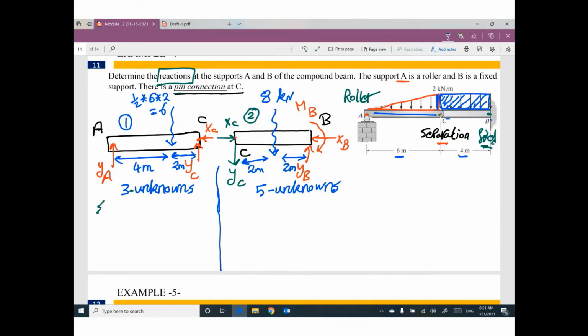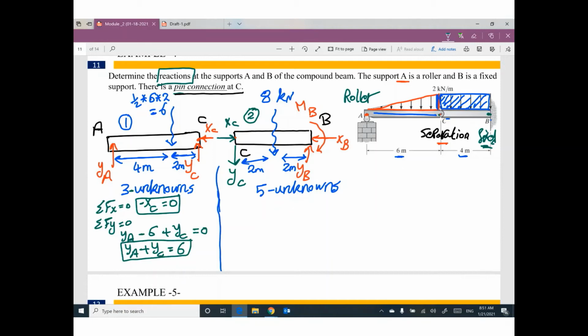I will apply summation F of x equals 0. We have XC only, equals 0. XC will be negative, equals 0, so XC equals 0. Summation F of y equals 0. We have YA minus 6 plus YC equals 0. So YA plus YC, I will push negative 6 to the other side, will be positive 6. We have an equation here.